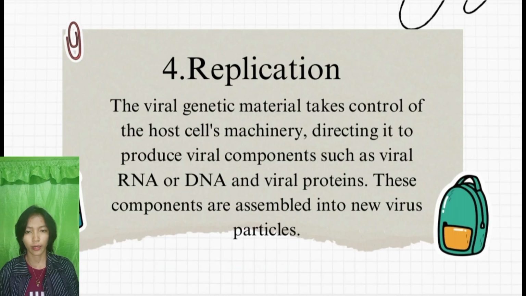The fourth one, that would be the replication, where the viral genetic material takes control of the host cell's machinery, directing it to produce viral components such as viral RNA or DNA and viral proteins. These components are assembled into new virus particles in replication. Once there are many copies of the viral DNA, the capsid proteins reassemble and form new viral particles, up to hundreds or even thousands of them, which then exit the cell.